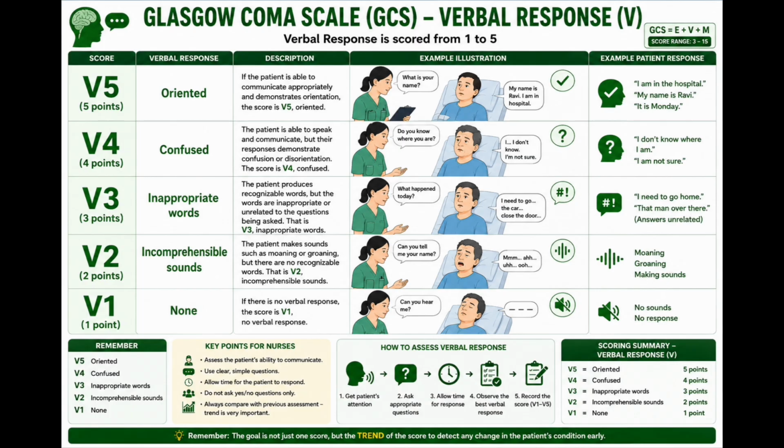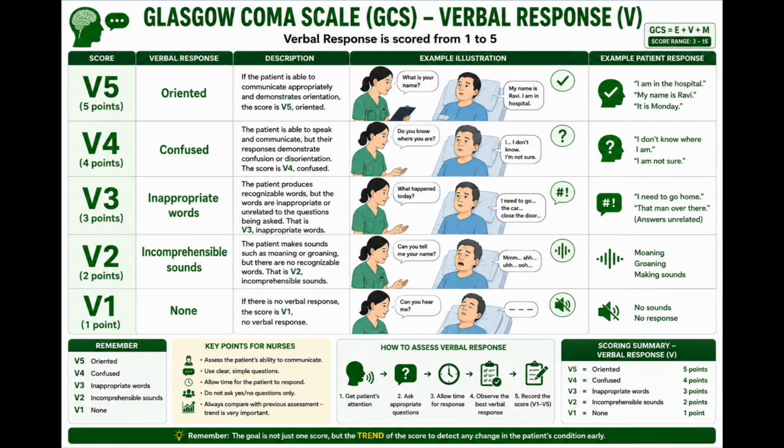Important points for intubated patients. There is an important point for nurses when assessing an intubated patient. If the patient is intubated, they cannot produce a normal verbal response because of the endotracheal tube. We should not simply assume that the verbal score is 1.